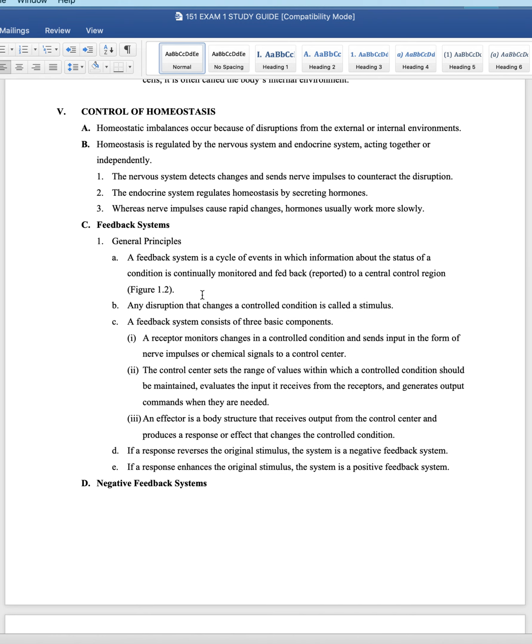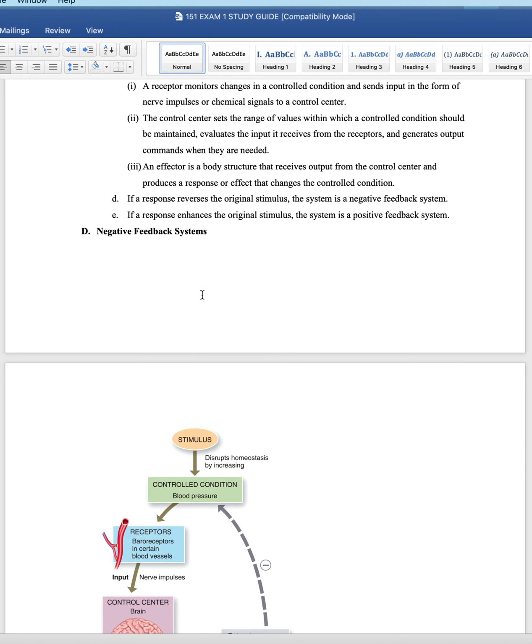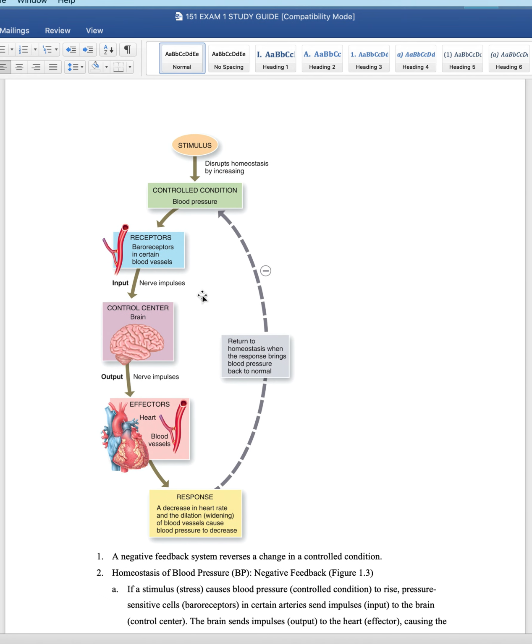Okay, so how do we maintain homeostasis? Anytime we get out of balance, we want to get back into balance, and we do that by these general feedback systems. Most of the time we're dealing with negative feedback systems. So let's talk about negative feedback systems. So negative feedback systems, right?